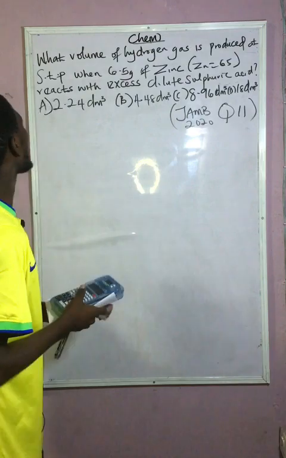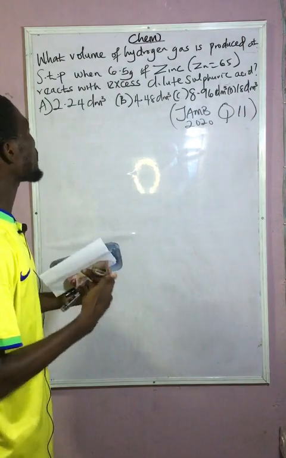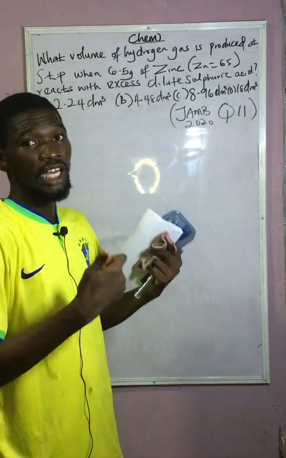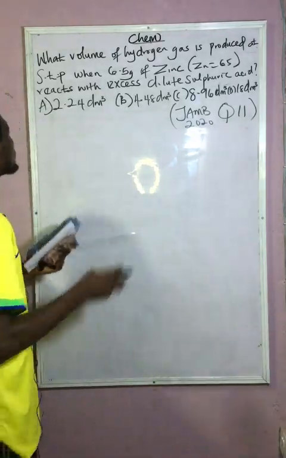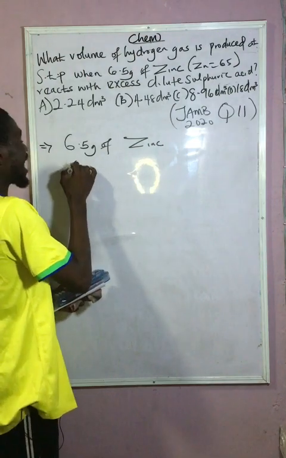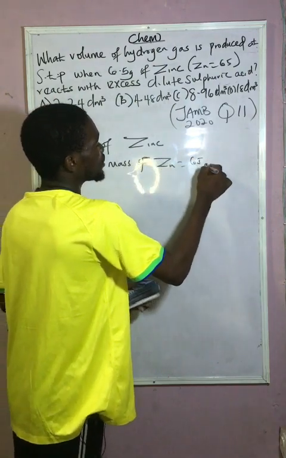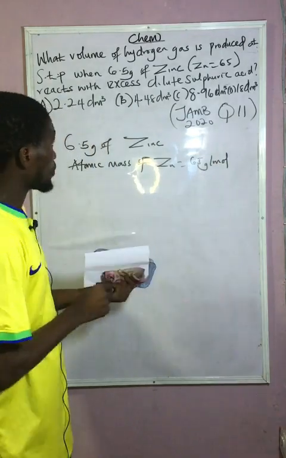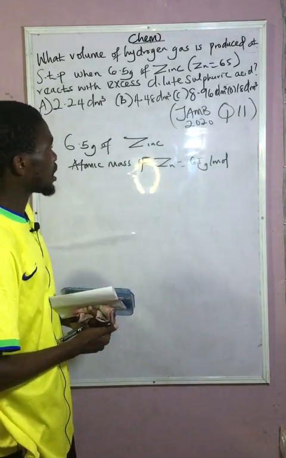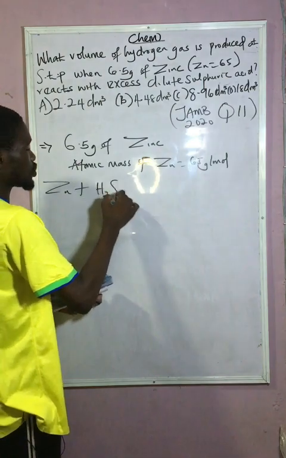The question goes thus: what volume of hydrogen gas is produced at STP when 6.5 gram of zinc reacts with excess dilute sulfuric acid? I'll be showing you a method that helps you when it comes to chemical combination and the way you approach the kind of question given to you. So you have 6.5 gram of zinc, and the atomic mass of zinc is 65 gram per mole. Are you with me? Because when you look at the question, the unit is not given there. It is very, very simple. You have zinc plus H2SO4.